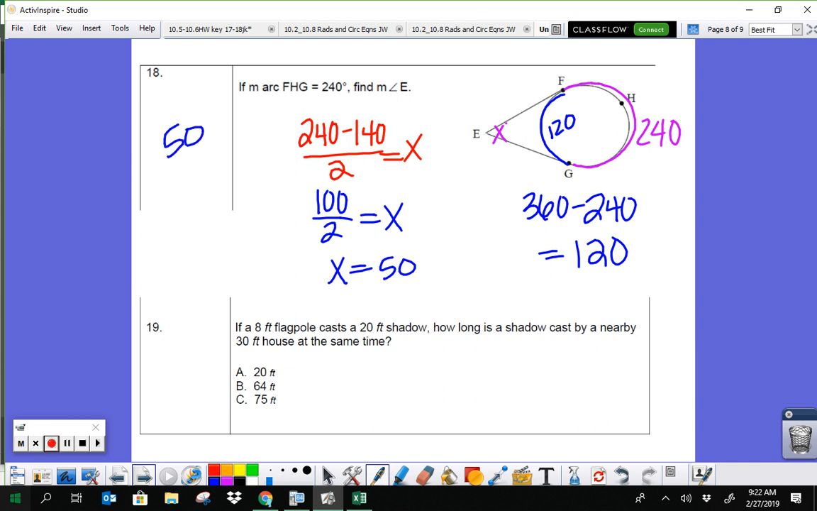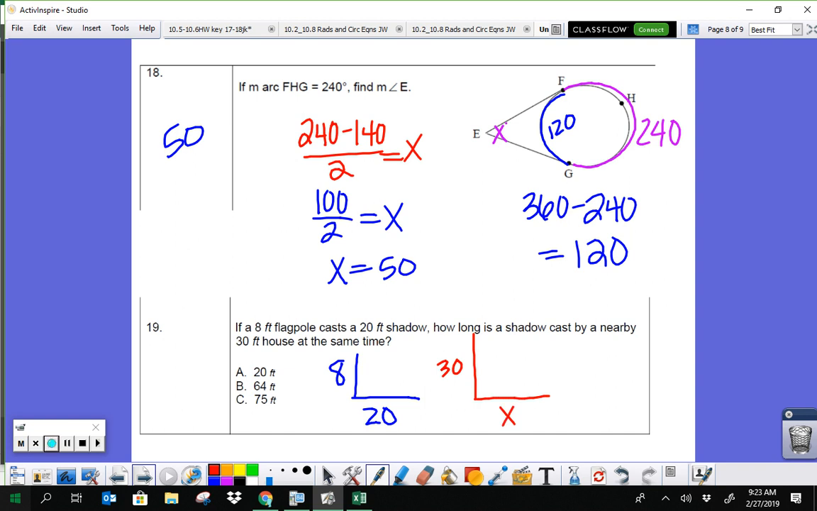Number 19, this is actually a review problem. If an 8-foot flagpole casts a 20-foot shadow, how long is a shadow cast by a nearby 30-foot house at the same time? Okay, so I'm going to draw this little flagpole. It's 8 feet. It creates a 20-foot shadow. And then over here, we have a 30-foot house. And it wants to know how long is that shadow.